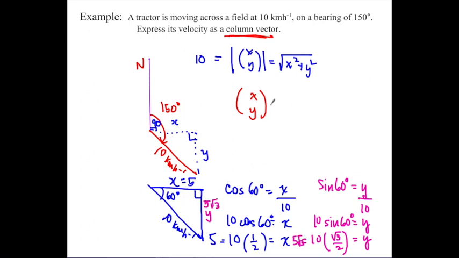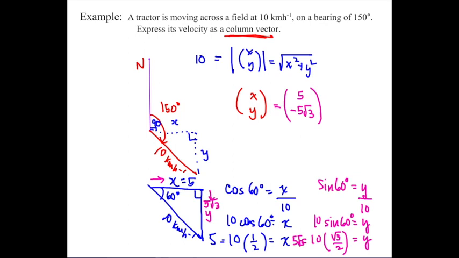Now let's describe the velocity vector. If we know that this triangle follows Pythagoras, we're sure that the magnitude is 10. So all we have to look at now are the x and y's. Since x is 5 and it's going to the right, it should be a positive 5. And y is going down, which is south, so then we go negative 5 root 3.